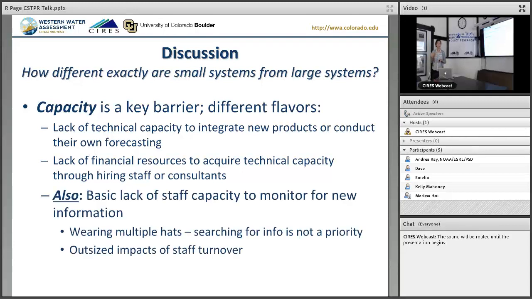But we also saw this really basic lack of staff capacity that hasn't really come up in other studies, where capacity is seen as necessary for participating in co-production. But in the case of these extremely small organizations, the capacity to just pay attention, to even consider looking for new products, to even be able to spend an hour a day on the internet looking to see what's out there, that's difficult for them. They're wearing, like I said, multiple hats. Searching for new information is not a priority if what they have is working. So that's an interesting thing that came up looking at these small organizations.